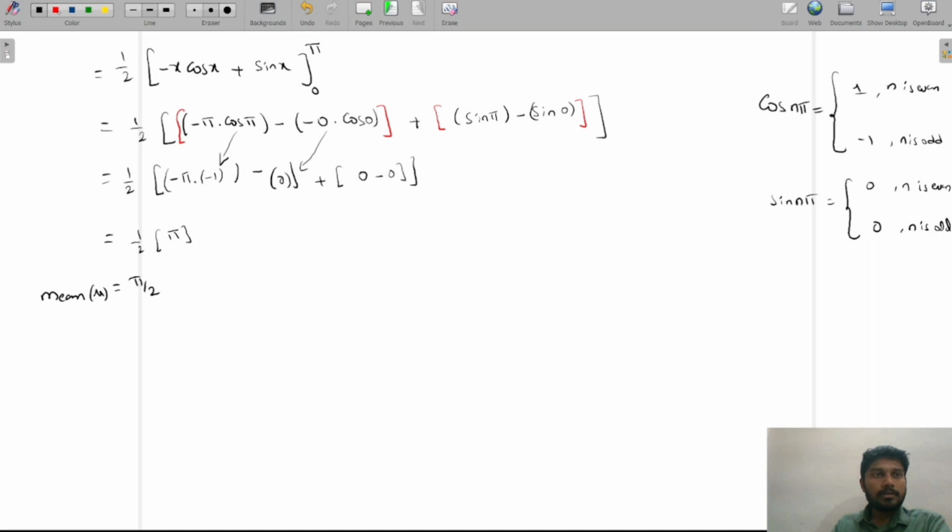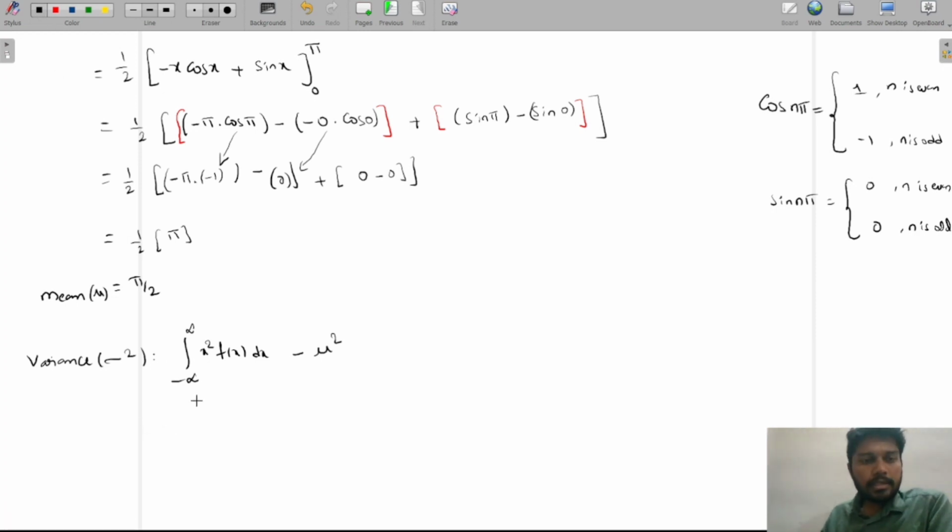Okay, now in this one more question is there, that is finding the variance, which will be denoted by sigma square, and which can also be denoted by E of x square. Okay, right. So what is the formula for variance? Integration from minus infinity to plus infinity of x square into f of x dx minus mu square is the formula. Okay, right. So now we'll substitute.